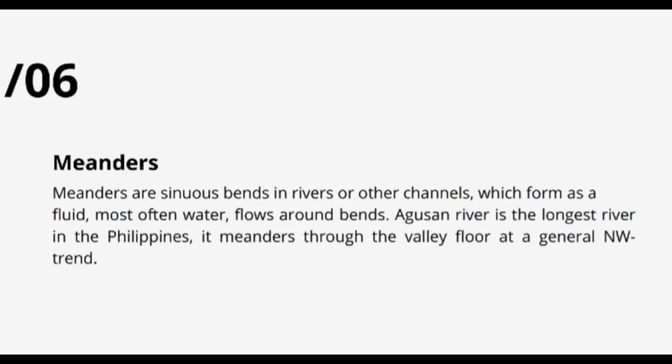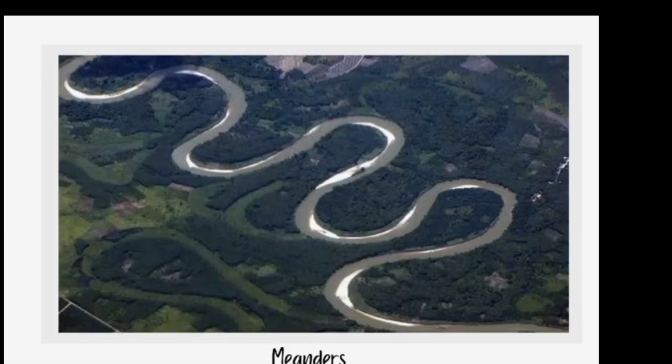Meanders. Meanders are sinuous bends in a river or other channels, which form as a fluid, most often water, flows around bends. Agusan River is the longest river in the Philippines. It meanders through the valley floor at the general northwest trend. This is an example of meanders pattern.